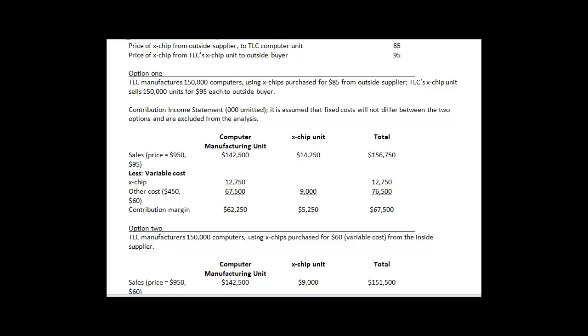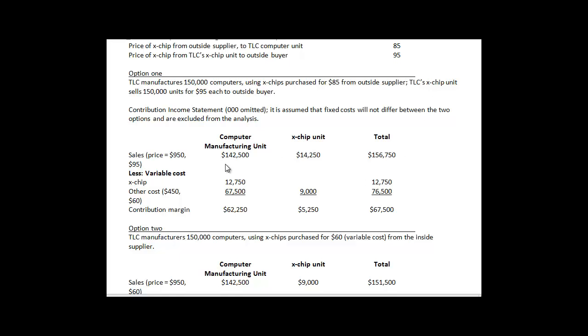$62,250. The X chip unit is the 150,000 computers times the $95, which gives you a total of $14,250. Minus the other cost, which is the 150,000 times the $60, gives you a total of $9,000. Then subtract that from the $14,250 to get a total of $5,250.